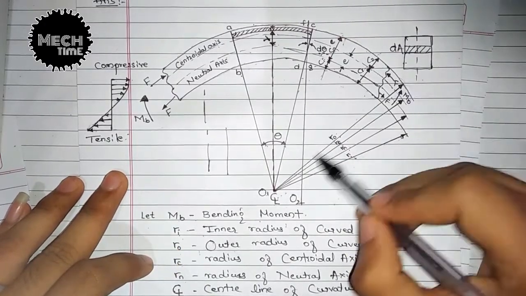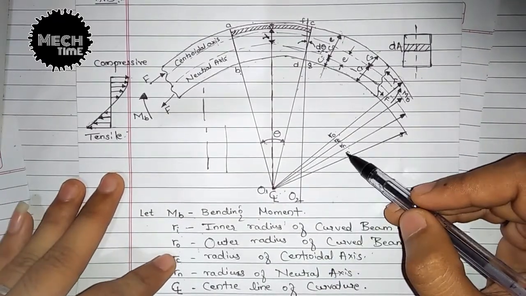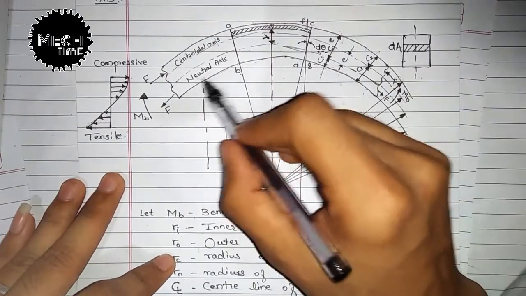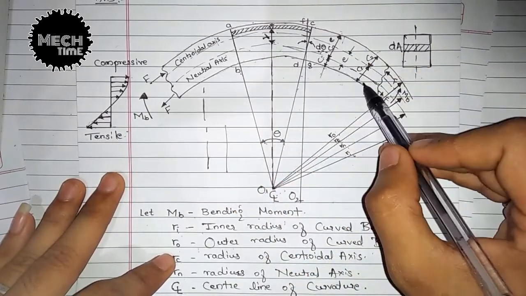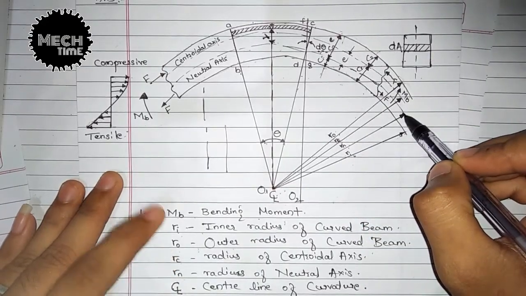So this is the outer radius of the curved beam, this is RO. Then RC, the radius of the centroidal axis. So this is RC, the radius of centroidal axis. As I told, this is the centroidal axis, and this is the neutral axis. Rn is the radius of the neutral axis.